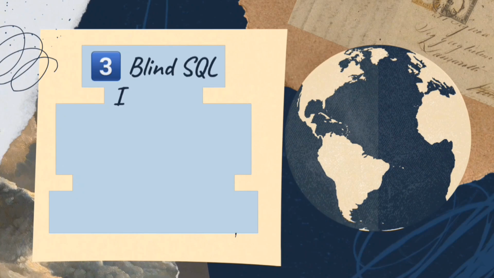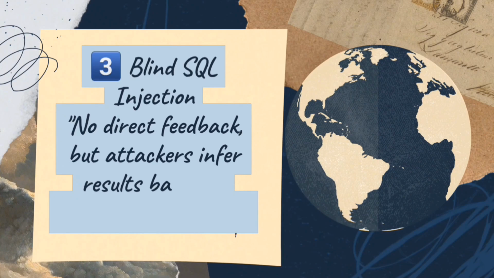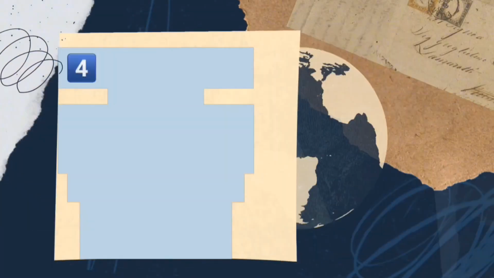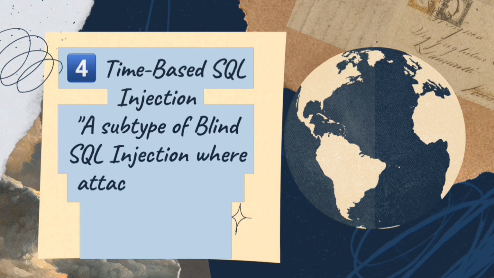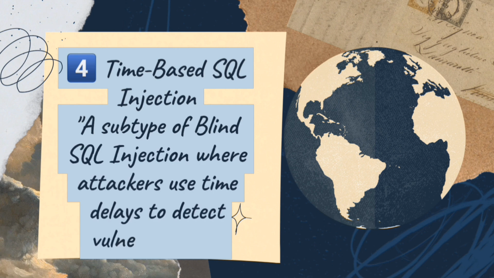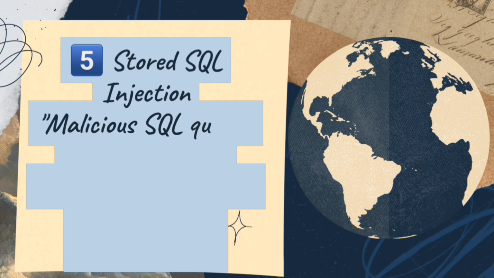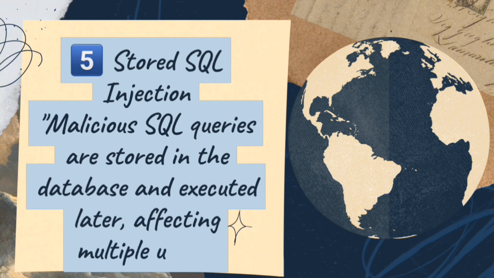And number three, blind SQL injection. There is no direct feedback, but attackers infer results based on application behavior. And number four, time-based SQL injection, a subtype of blind SQL injection where attackers use time delays to detect vulnerabilities. And last of all, stored SQL injection. Malicious SQL queries are stored in the database and executed later, which can affect multiple users.